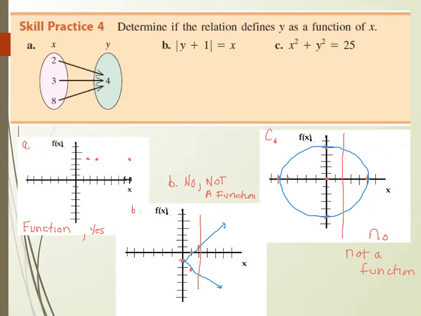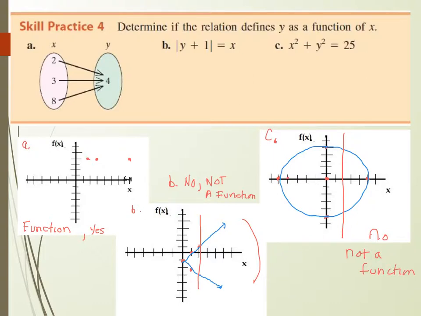In number b, I see that the absolute value of y plus 1 is equal to x. When I draw that function down here, I see that the function looks like this, so I have these straight lines going as an absolute value in the positive x direction. When I draw a straight red line through any point of that function, I can see that for each value of x, there are two values of y. So therefore, b is not a function.